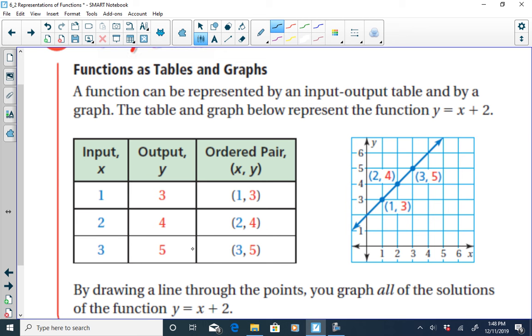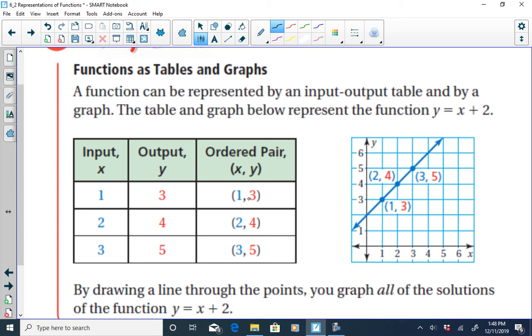Well, we represent that relationship with our ordered pair. So we pair together our input of 1, our output of 3, and we create our ordered pair 1, 3. If our input is 2 and our output is 4, our ordered pair would be 2, 4. If our input is 3 and our output is 5, our ordered pair for that function would be 3, 5.